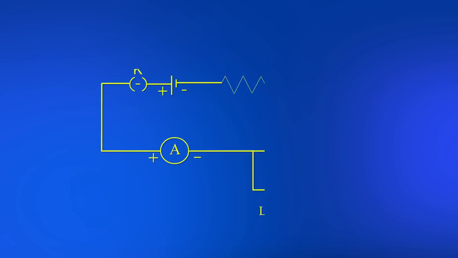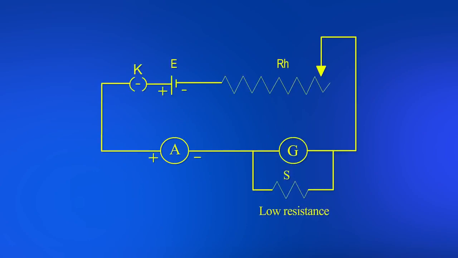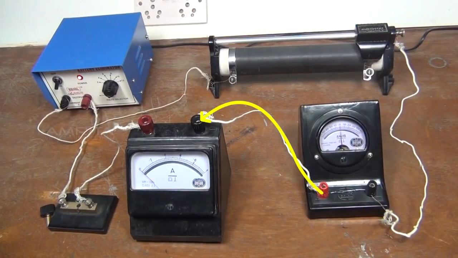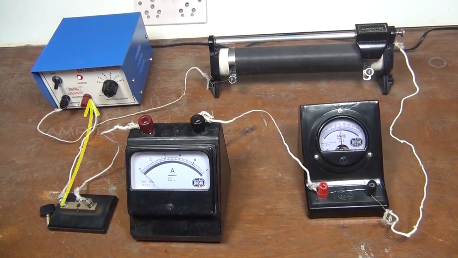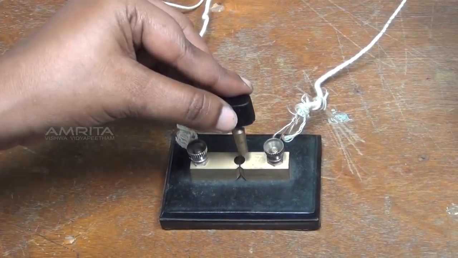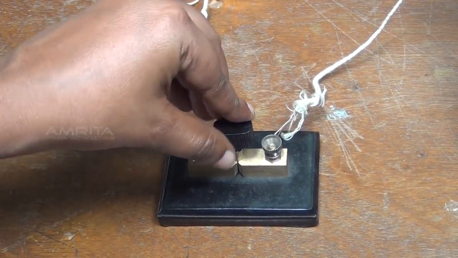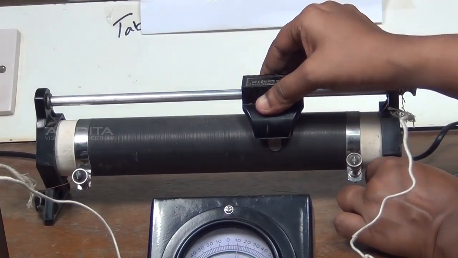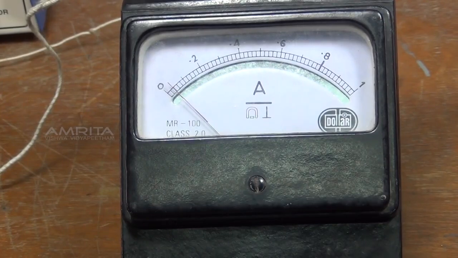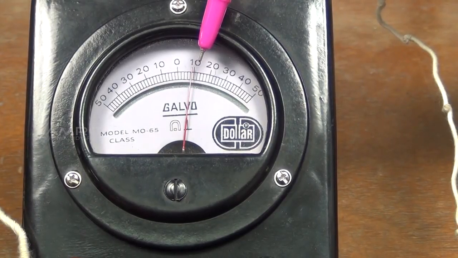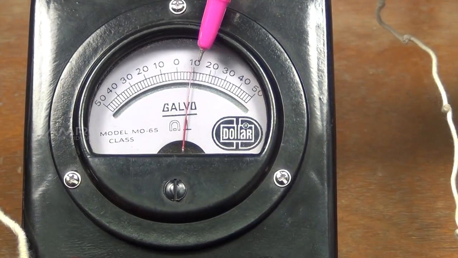Connections are made as shown in the circuit diagram. The galvanometer with shunt resistance is connected in series to a battery through an ammeter, key and rheostat. Insert the key. Adjust the rheostat and set the current reading I of the given ammeter at a particular value. The reading of the galvanometer Ig' is noted.